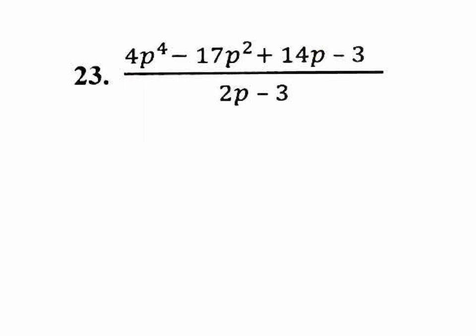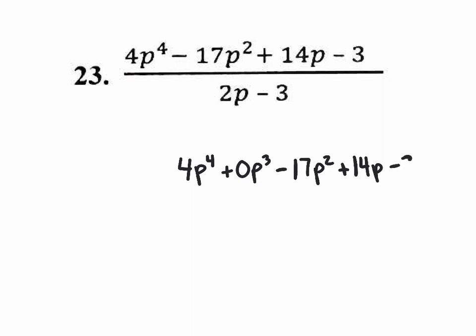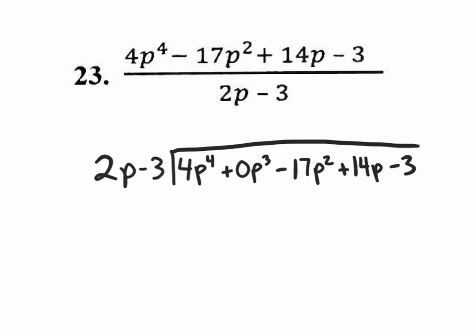So let's do this one. We're going to divide the top, the 4p to the fourth. There is no p to the third, so let's put plus 0p to the third minus 17p squared plus 14p minus 3. Okay, and we are going to divide this by the denominator 2p minus 3.